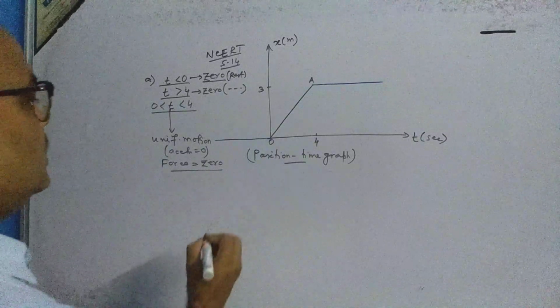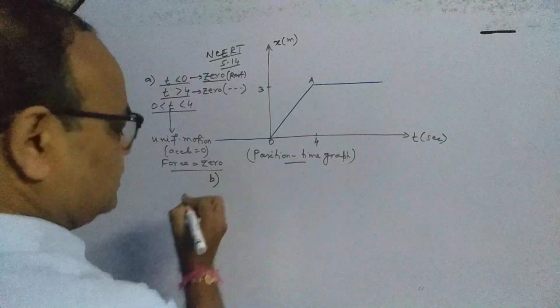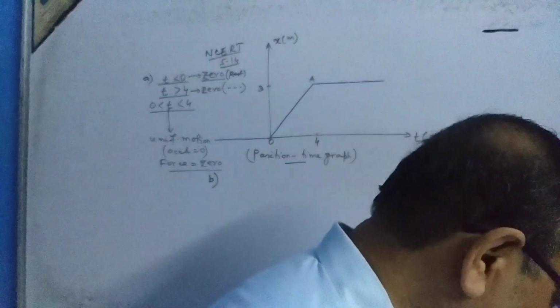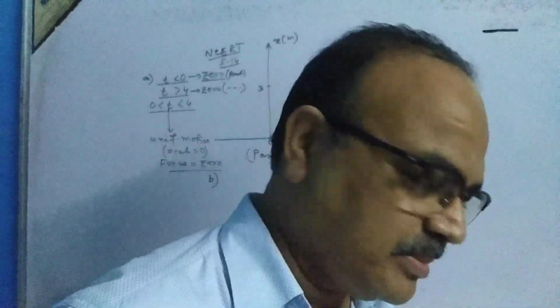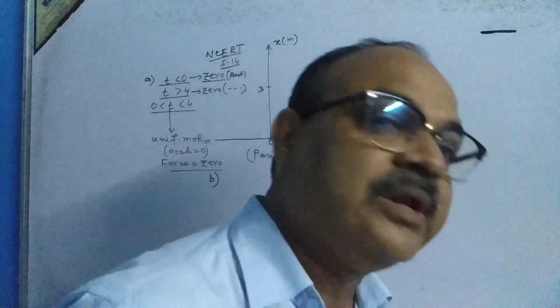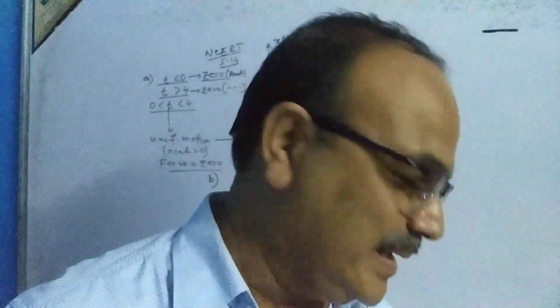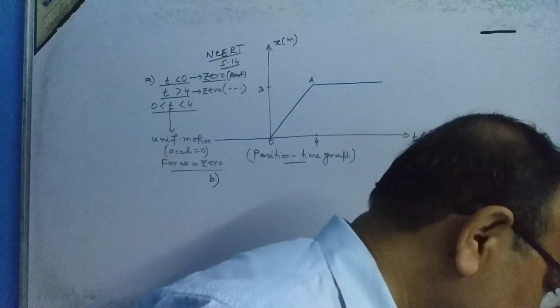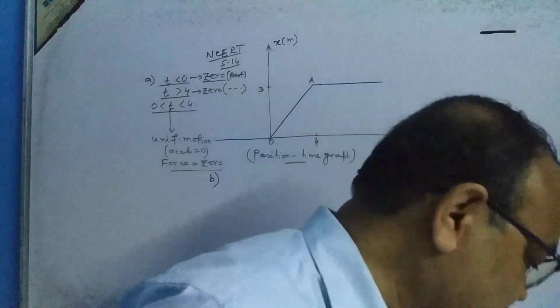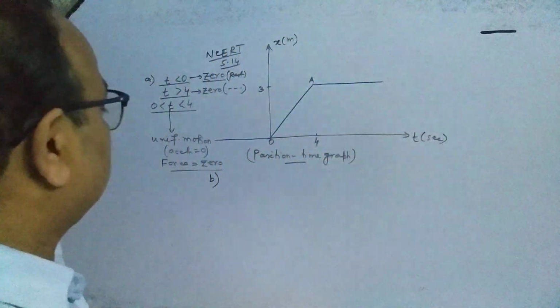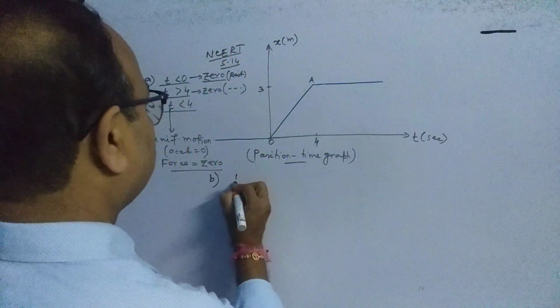Okay. Now let's move to part B. At the end of the question, one thing is written: we are considering only one dimensional motion. It is instructed, consider one dimensional motion only. Now, it is said, find out the impulse at t equal to 0 and at t equal to 4 seconds.